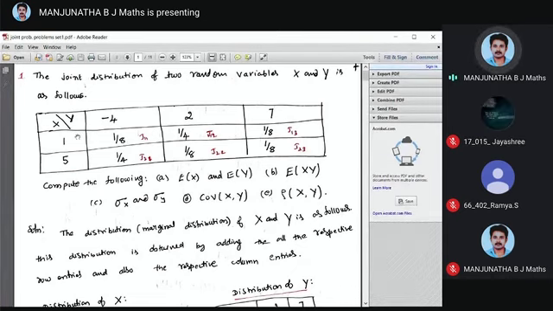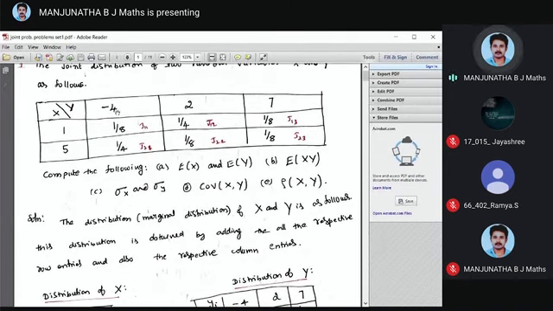I denote this by x1, this is y1, x1 y1 is j11, x1 y2 is j12, x1 y3 is j13. Next, 5, that is x2, x2 y1 is j21, x2 y2 is j22, x2 y3 is j23.